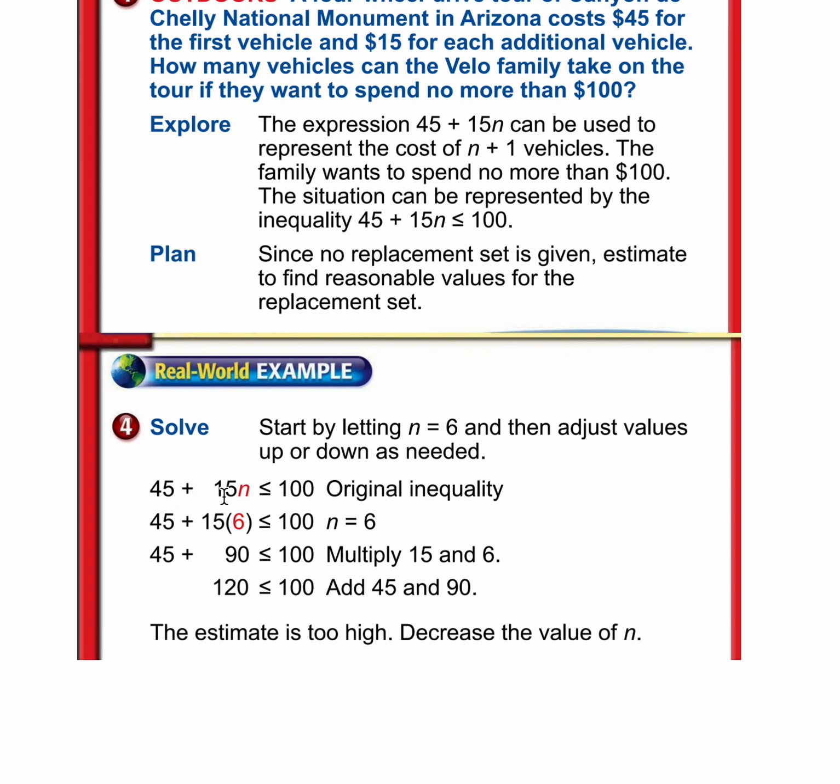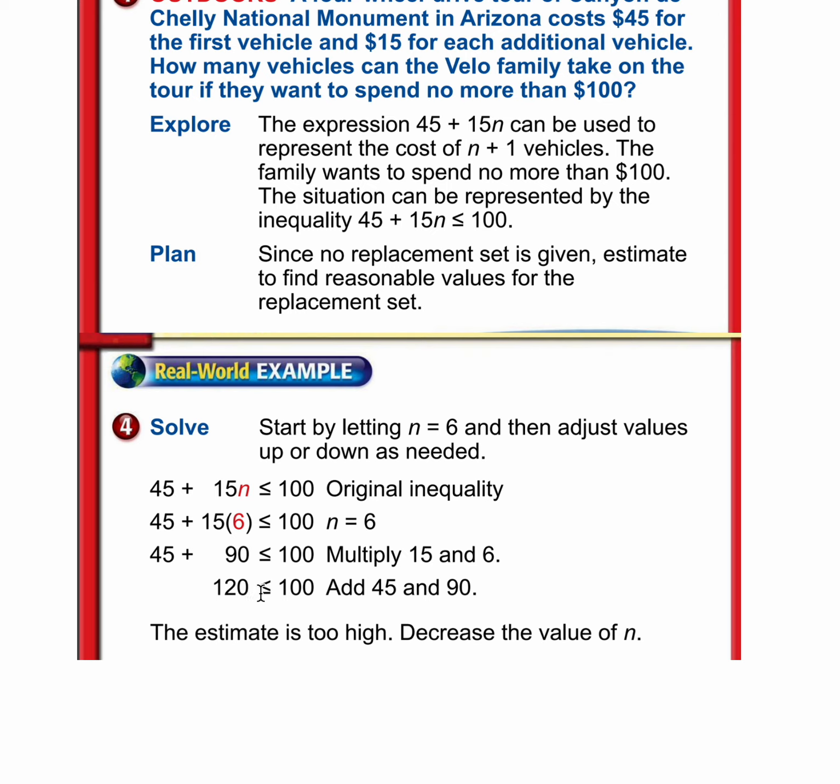So 45 plus 15 times n is less than or equal to 100. This is the original inequality. You need to check by substituting n as 6. So 15 times 6, what would that be? 15 times 6 is 90. 90 plus 45 is 135. Is it greater or less? Definitely 45 plus 90 is 135. I apologize for the error; this should have been 135.